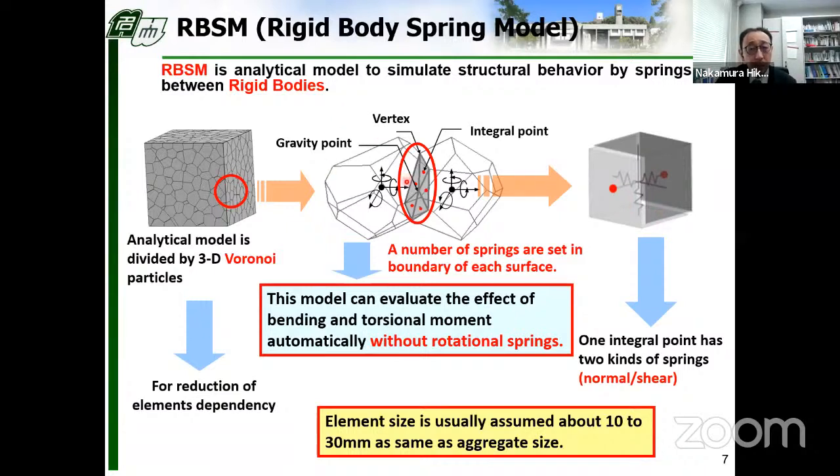So the advantage of this model is that it can evaluate the effect of bending and rotational moment automatically in the surface without rotational springs. And I'd like to note that element size is usually assumed to be about 10 to 30 millimeters, the same as aggregate size.